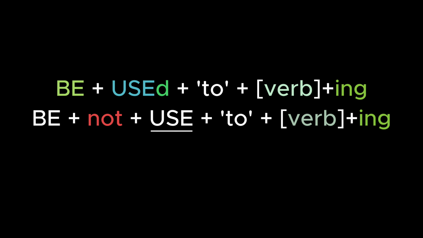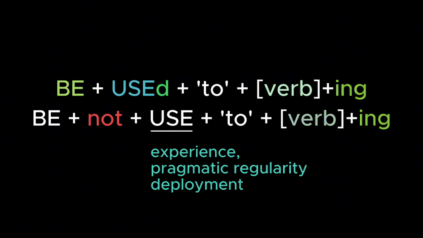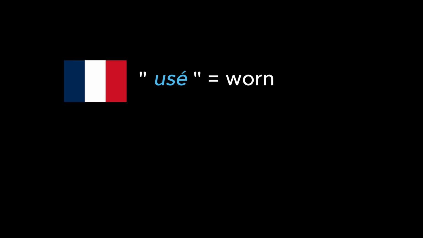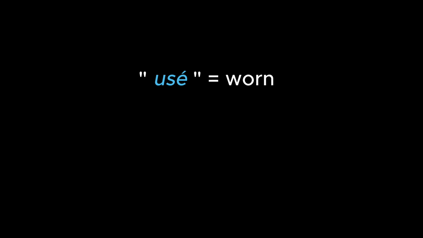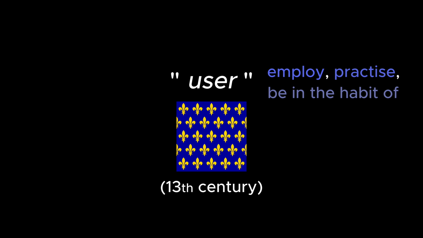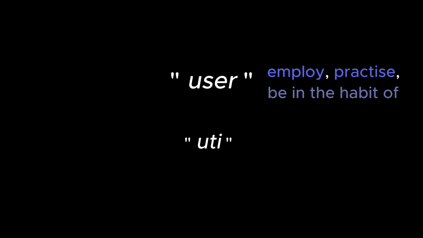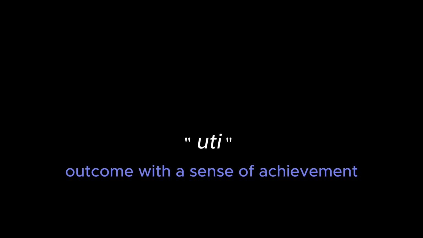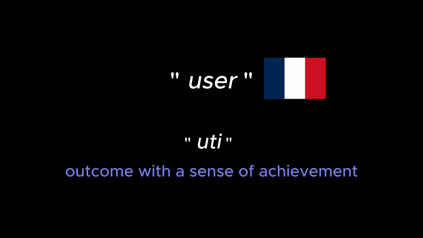In both patterns shown here, the lexical core, use, contributes a sense of habituation grounded in experience, pragmatic regularity or deployment. The French participle usé, meaning worn, is etymologically related to the participle used. Its sense of habitual action comes from Old French user, to employ, practice, be in the habit of. Again, Latin uti, meaning to make use of, implies a particular outcome in parallel with a sense of achievement. As it happens, nothing has changed.